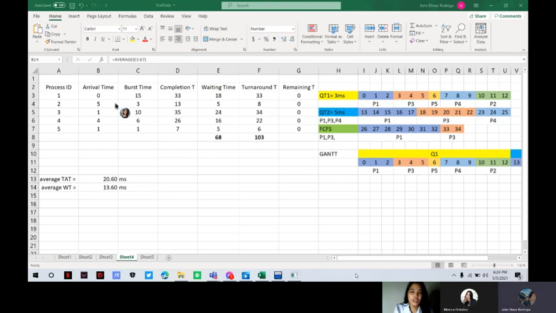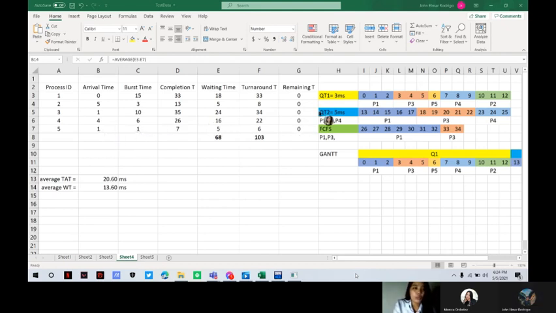So this is test data 3. There are 5 processes in test data. In P1, it has arrival time of 0 and burst time of 15. In P2, there is arrival time of 5 and burst time of 3. In P3, there is arrival time of 1 and burst time of 10. Next is P4, which has arrival time of 4 and burst time of 6. And lastly, P5, which has arrival time of 1 and burst time of 1.